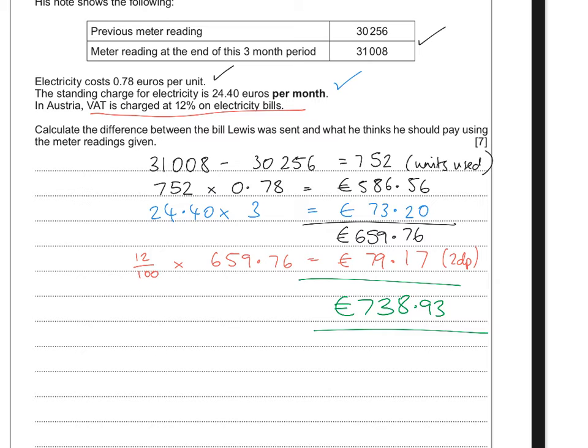I have not done what it said. It said, calculate the difference between the bill that he was sent and what he thinks he should pay using the meter readings. So to find the difference, he got charged €760. We need to take away the 738.93, and that comes to what's that? €21.07. Just do a double check there. Yes. Okay. So that's what the difference is.